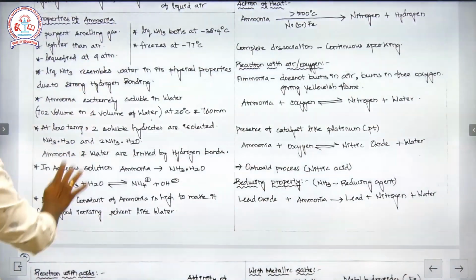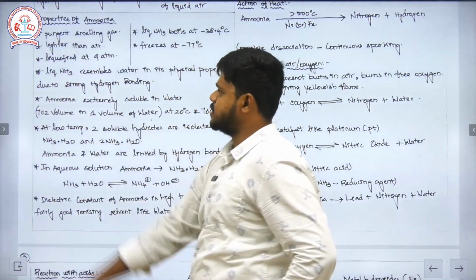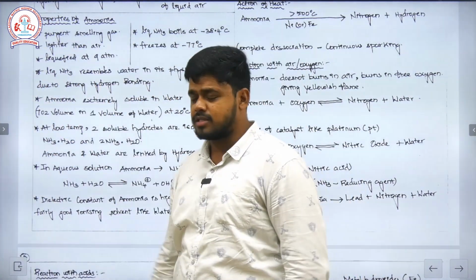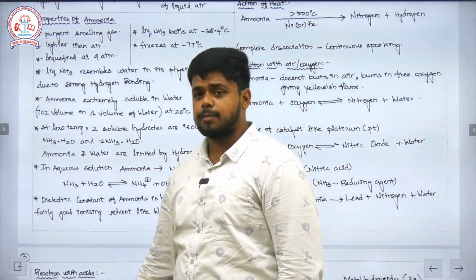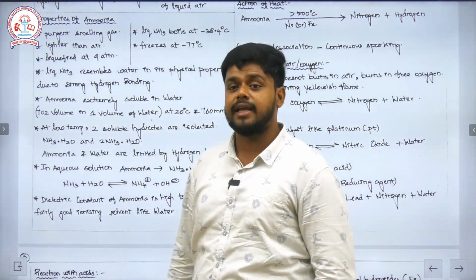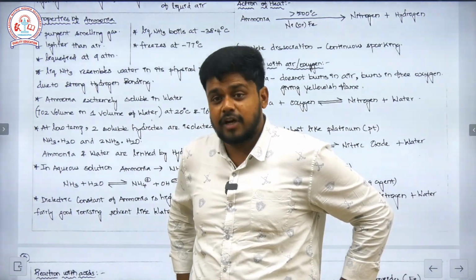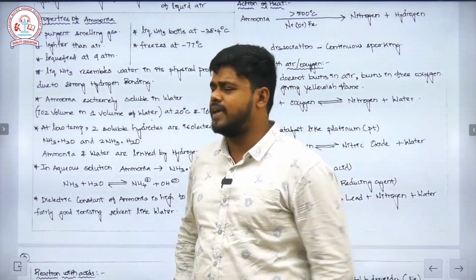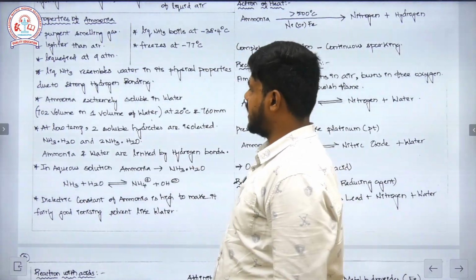Then, regarding the properties of ammonia. Ammonia is a pungent smelling gas. It's very clear, it's a pungent smelling gas. Lighter than air, its mass is very less. The air here refers to the oxygen. Liquefied at 9 atmosphere. We can liquefy this ammonia at 9 atmosphere. 9 atmosphere is not an easy pressure for us to sustain, it's a high pressure actually.